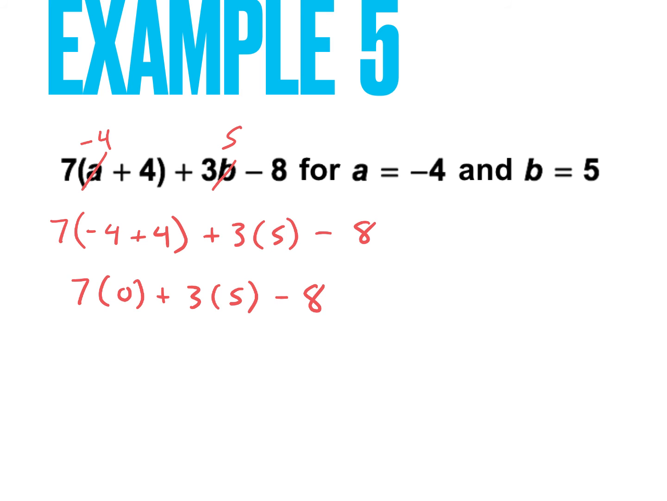Now what should I do? Multiply what? Both parentheses. Right, so which one should I do first? When we have two multiplication things going on, we want to move from left to right. So what's the one on the left? 7 times 0. And what's 7 times 0? 0. What should I do next? 3 times 5, which is 15.